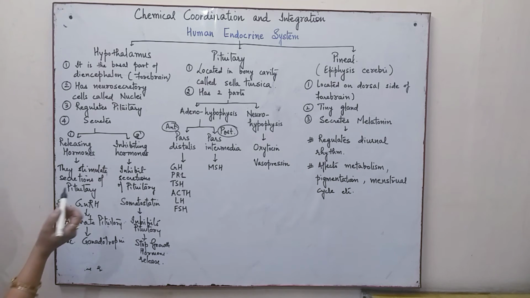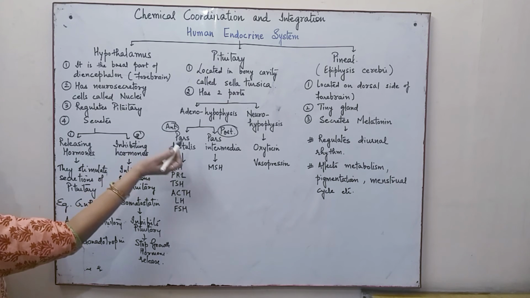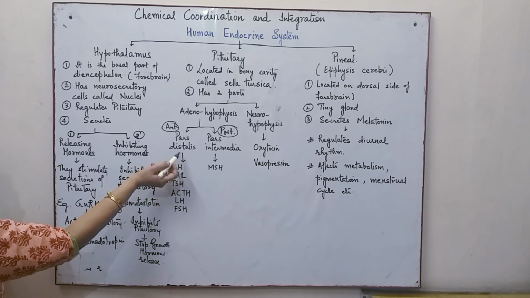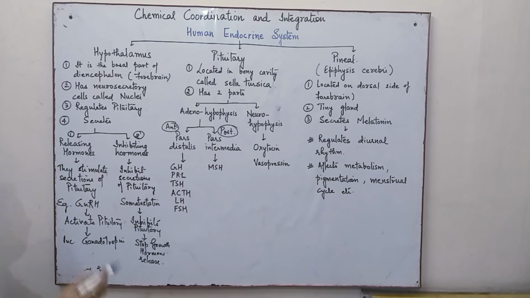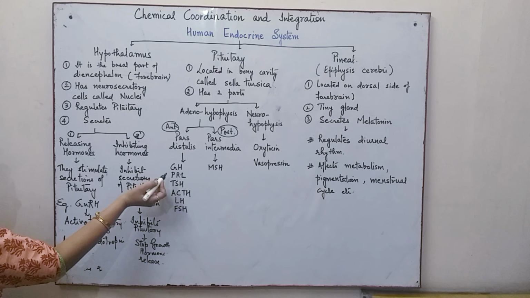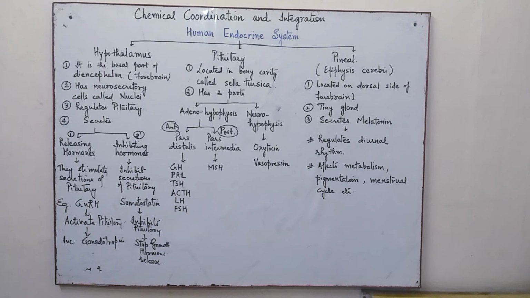Further, the adenohypophysis has the anterior pituitary, which we call pars distalis, and the posterior pituitary, which is known as pars intermedia. Now, these two parts have different functions. The pars distalis part of the pituitary helps in releasing the growth hormone, prolactin (PRL), TSH (thyroid stimulating hormone), ACTH (adrenocorticotropic hormone), luteinizing hormone, and the follicle stimulating hormone.